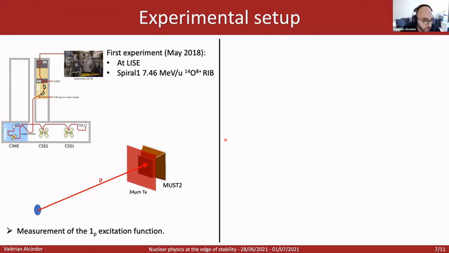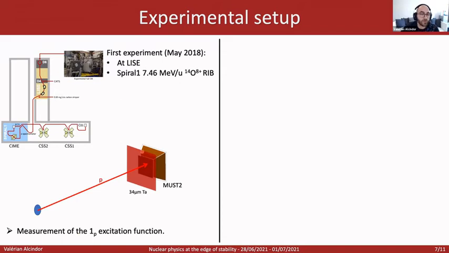So yes, as I said, we did, in fact, 2 experiments about fluorine-15. The first one was performed in May of 2018 at GANIL in Caen. It was part of the same campaign as the experiment of Shumpei. We also used the MUST2 detector, but in our case, we were only interested in the 0 degree measurement.